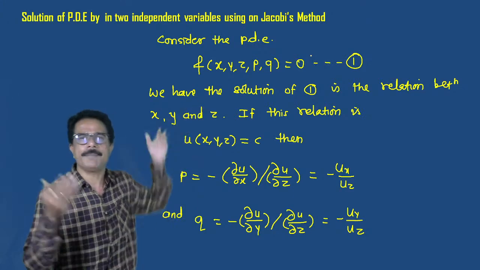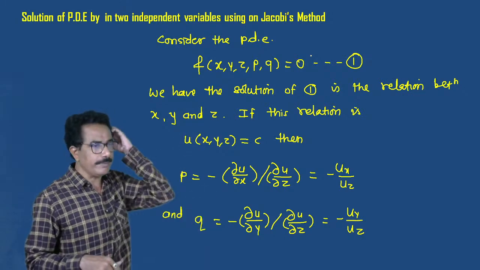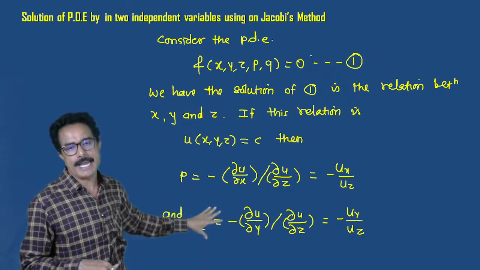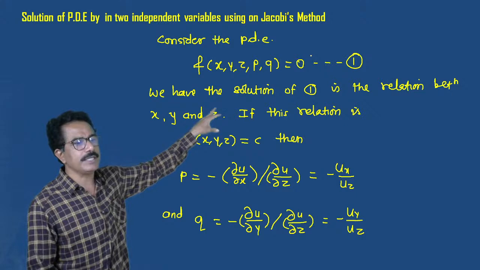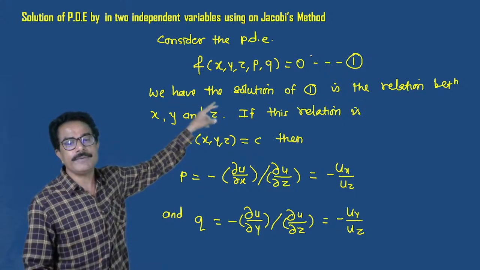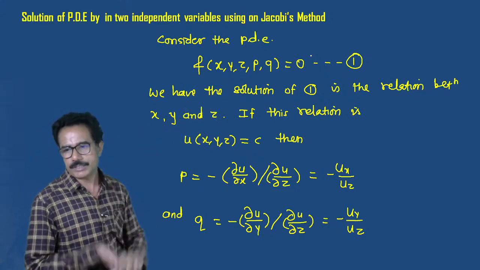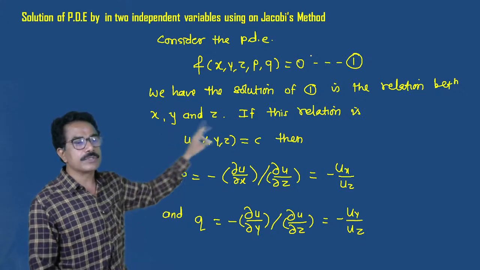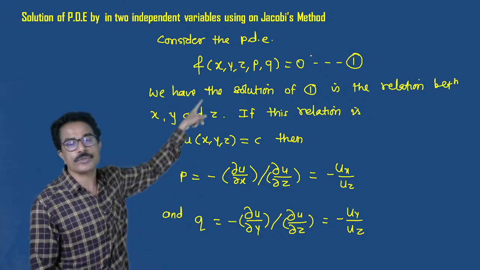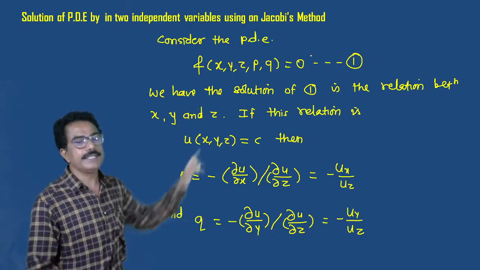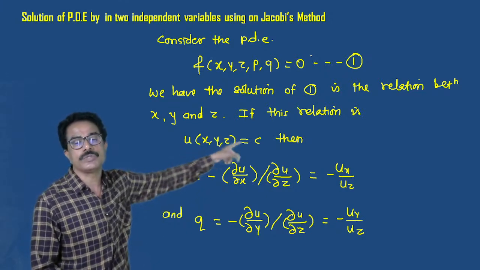You can solve it by Charpit's method, but it is also possible to solve this equation by the Jacobi method. But you have to consider this information. Suppose we consider the partial differential equation having two independent variables x and y, z is a dependent variable, denoted by f of x, y, z, p, q equal to 0. Now the solution is a relation between x, y and z, and this relation will be in the form of u of x, y, z equal to c.